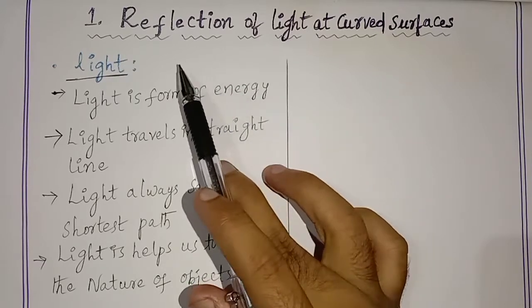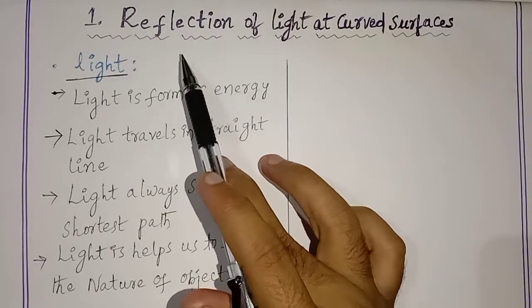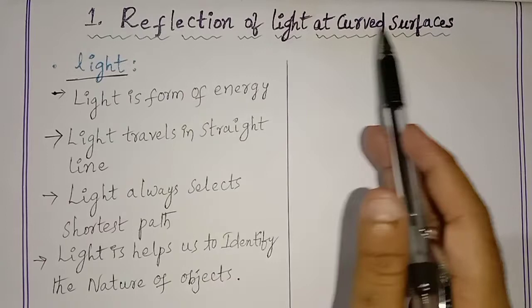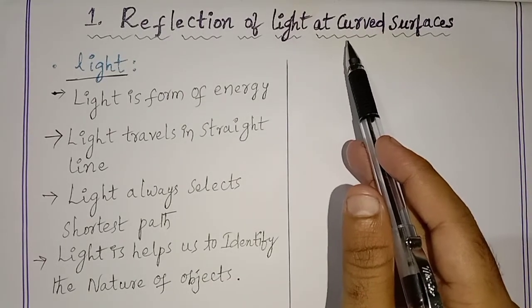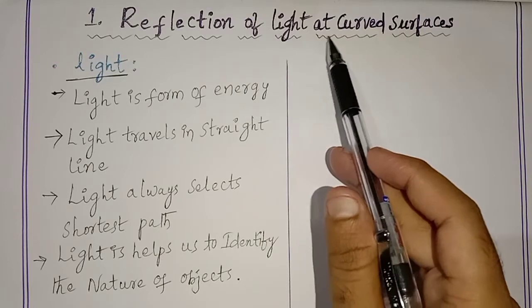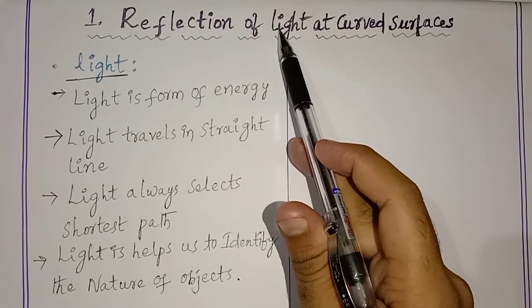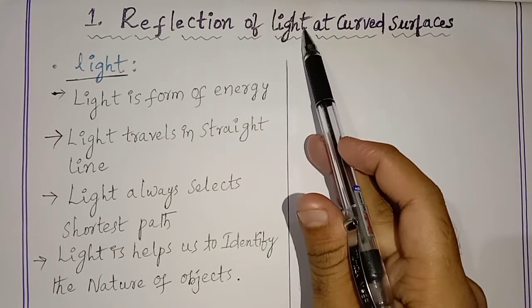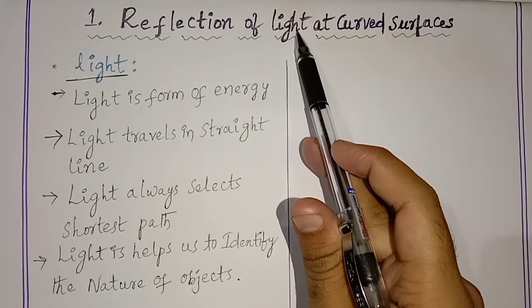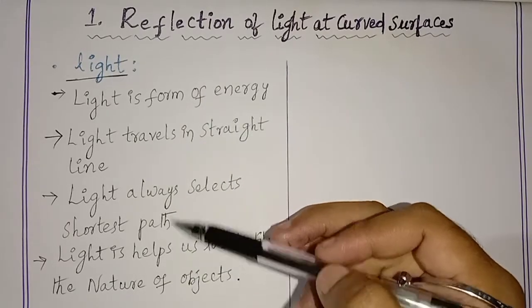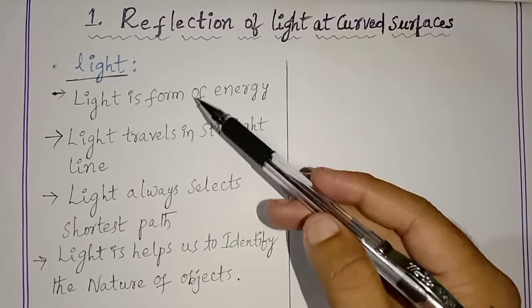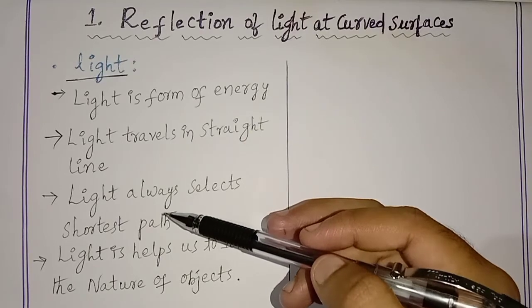Today we are going to discuss the first chapter, reflection of light at a curved surface. Before starting the lesson, we need to understand about light. So what is light? To define light, we have to understand the properties of light. The basic properties of light we have to understand. For this, some points are mentioned here.